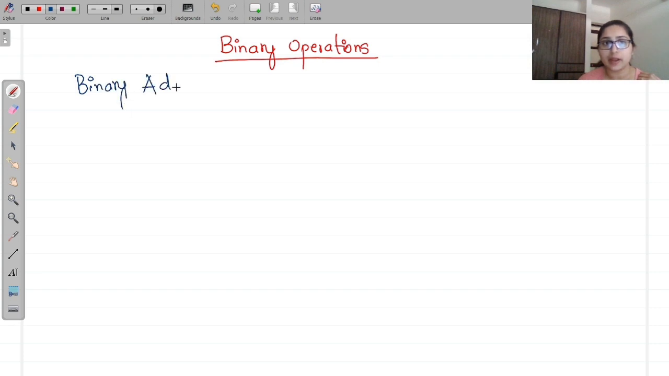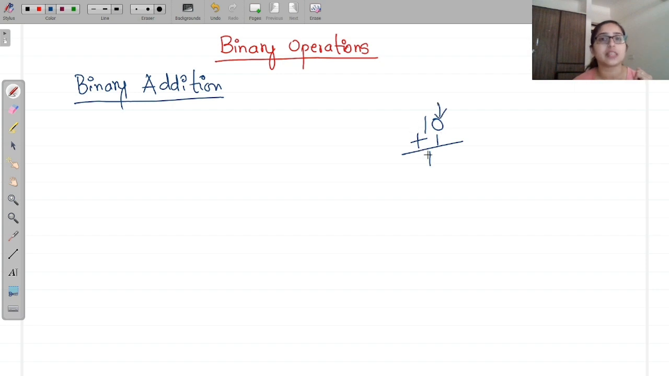This is binary addition. You all know about decimal addition. If I give 1 plus 8, you will say 9, right? And if I say 10 plus 1, you will add the first digit, the LSB, and then take the second digit. So that will be 11.